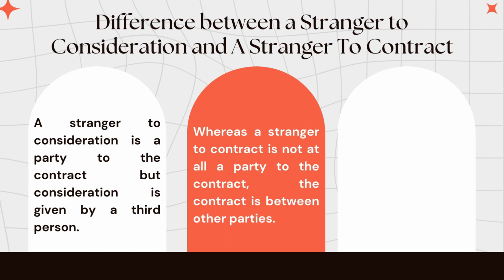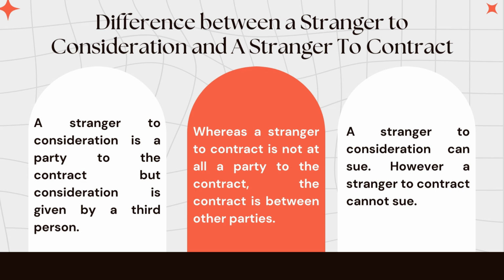So, eventually A and B are obliged to perform the mentioned obligations written under the contract, and C is a stranger to the contract, because a contract has not been created between A, B and C. Rather, it is a contract between A and B. So, C is a party who is a stranger to the contract. A stranger to a consideration can sue, whereas a stranger to a contract cannot sue.